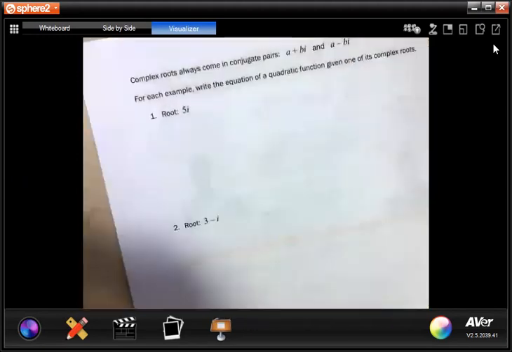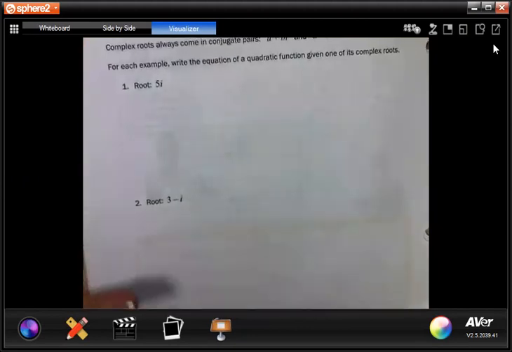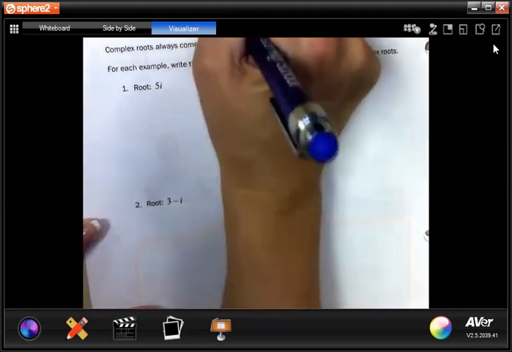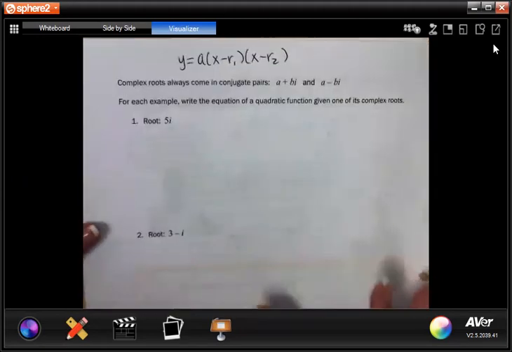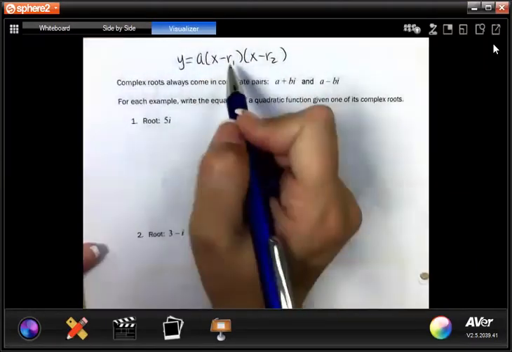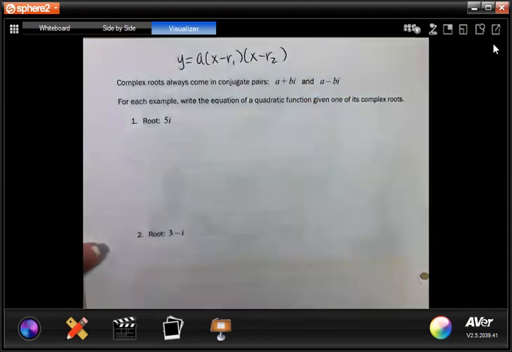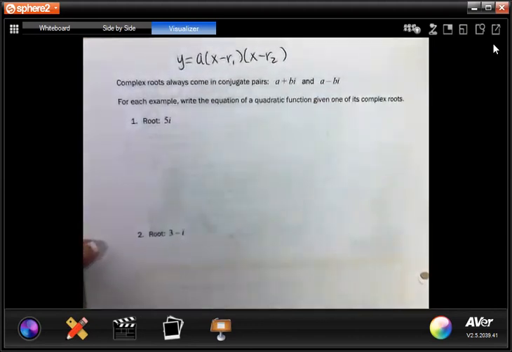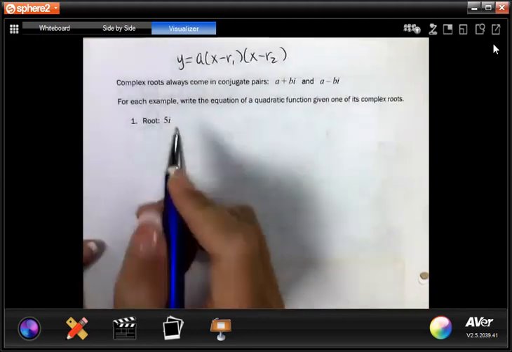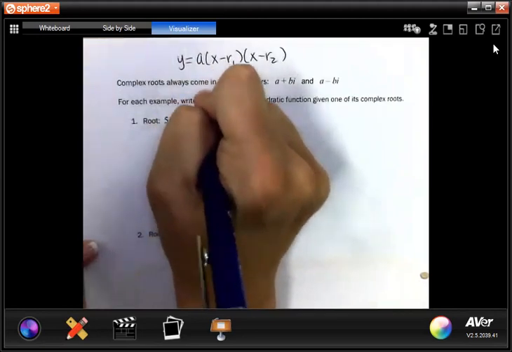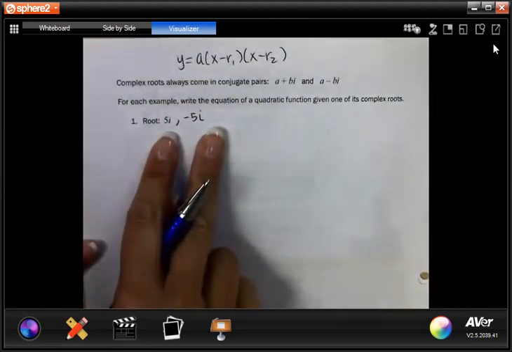The last thing we're going to do is talk about writing equations from the imaginary roots, because we have talked that the factored form is a times x minus r1, x minus r2. This is the factored form, and we've written equations with the real roots. We've plugged those into here and multiplied it out and got the standard form. That could be done with the imaginary roots as well. If we've got a root at 5i, we know that comes from that plus or minus, so then we also know that there is a root at negative 5i. So these are the two roots for this quadratic.